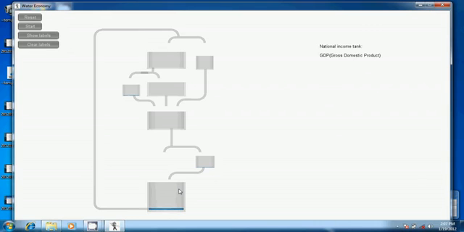The tank represents a particular part of the economy. So depending on the amount of water in the tank, it shows how much money is in a particular part of the economy. For instance, this tank, assuming it were full, will show that 100% of the money in the economy is in the national income tank. And the tubes show money flowing from one tank to the other.